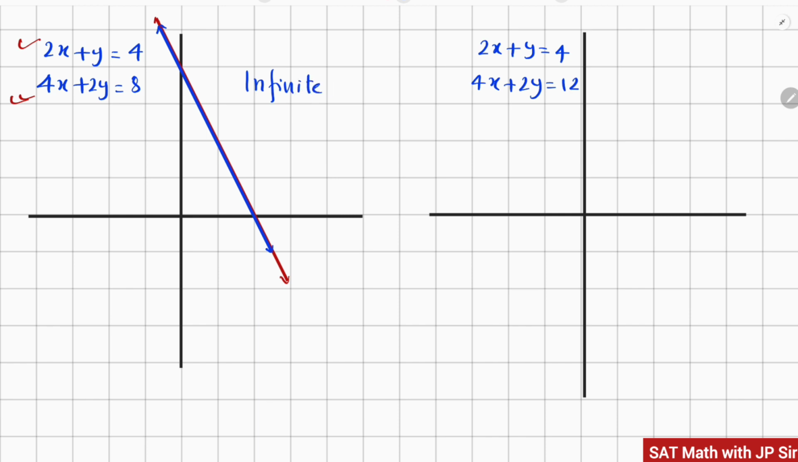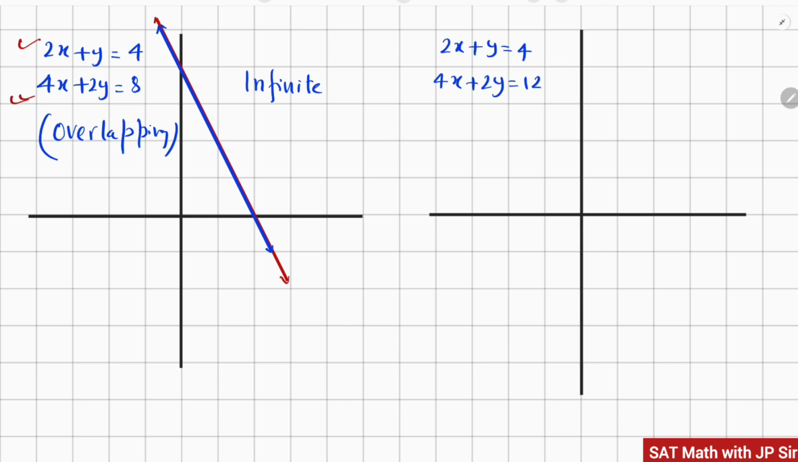Infinitely many solutions. And in this case, lines overlap. So when lines are overlapping, we can say that we have infinitely many solutions. But in this case, now we have to solve this pair of equations.